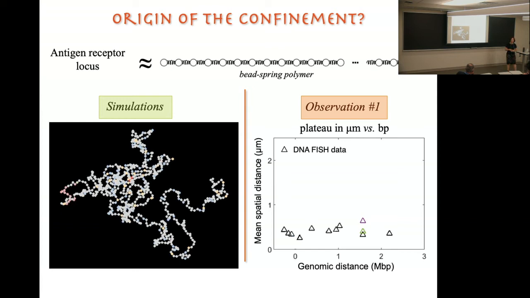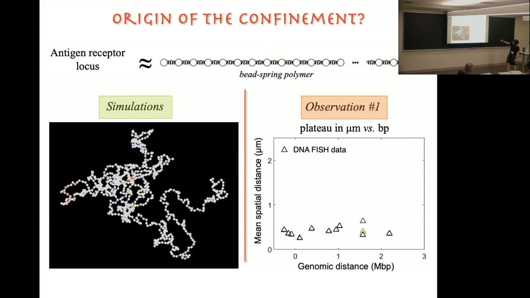We can easily imagine that for an unstructured polymer, the spatial distance will increase monotonically with the genomic distance. What we see from the data is that it's not the case. Over these 3 million base pairs, the mean spatial distance is essentially independent of the genomic distance, and it exhibits a plateau at a value of about 0.6 microns.